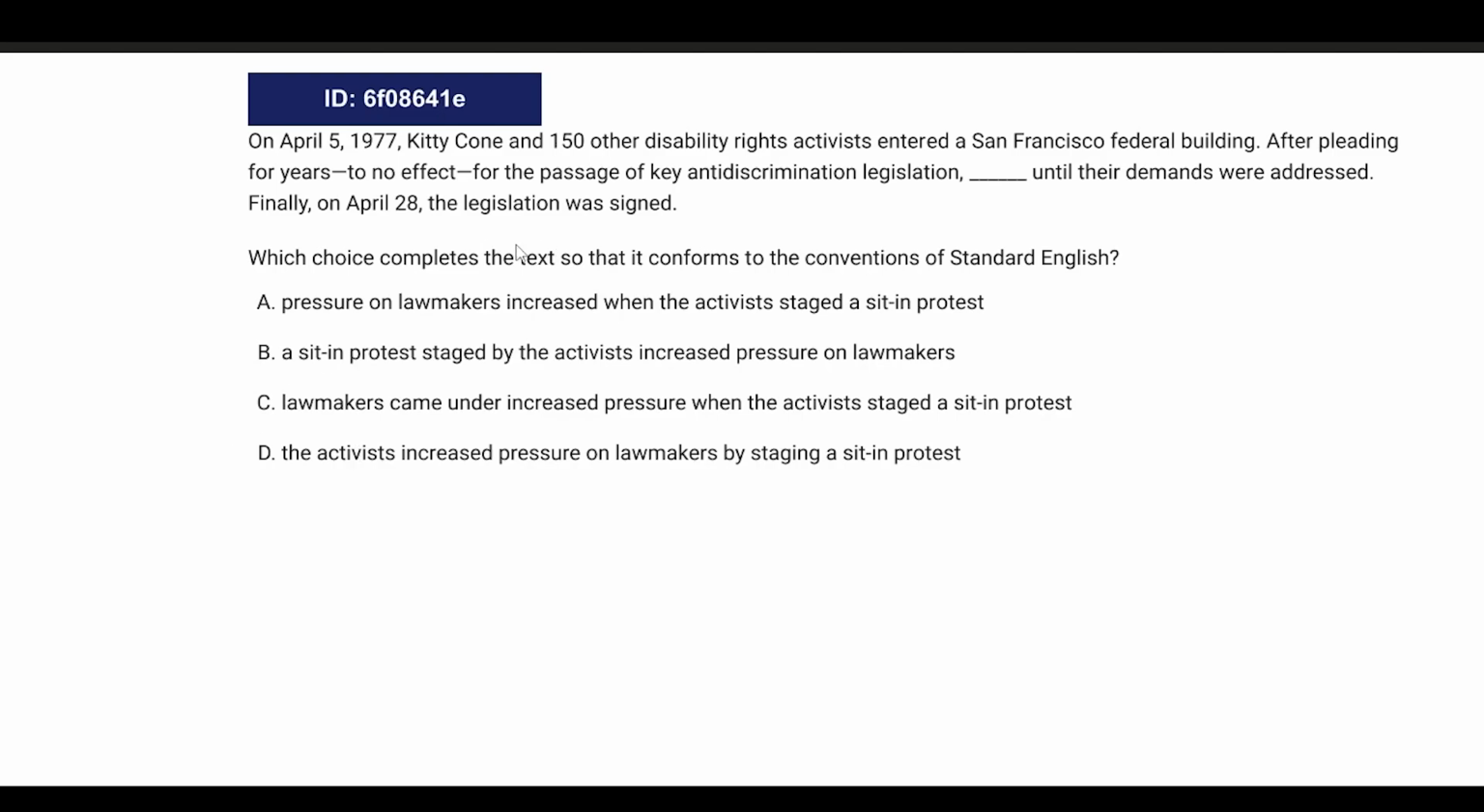So on April 5th, Kitty Cohn and 150 other disability rights activists entered a San Francisco federal building after pleading for years to no effect for the passage of key anti-discrimination legislation, blank, until their demands were addressed. So this doesn't matter, and to be honest, neither does this, because they're two sentences. Since it's grammar, all we need to really focus on is the sentences that affect each other, because in grammar, you're not going to have to notice any details up here, because it wouldn't change anything grammatically about this sentence down here. So I don't know if that makes any sense to you guys, but don't worry about the sentences before and after if it's a grammar question. If it's not a grammar question, you should read those.